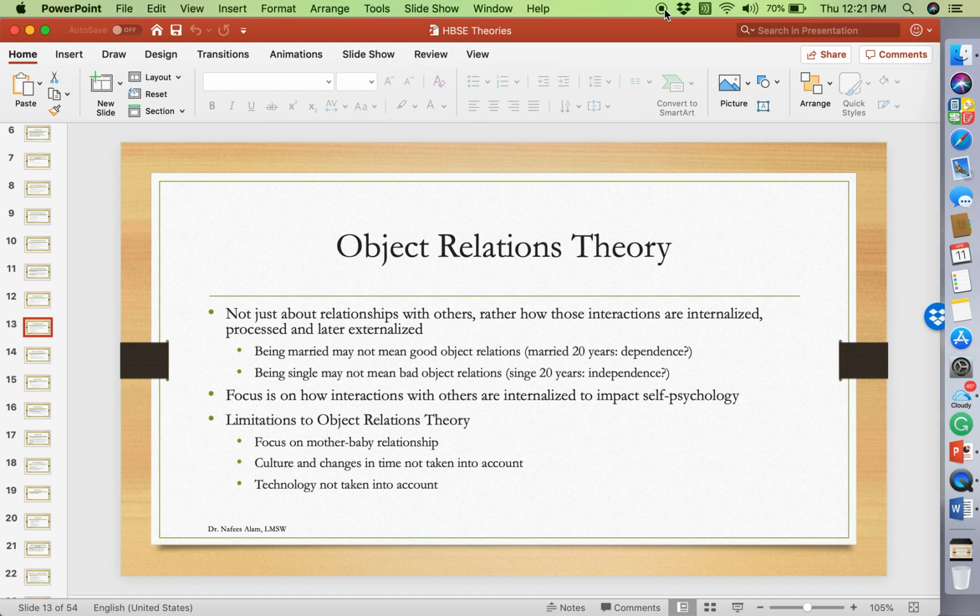The limitations to object relations theory include a focus on the mother-baby relationship only. Culture and changes in time are not taken into account, and technology is also not taken into account. Technological advancements are not taken into account.